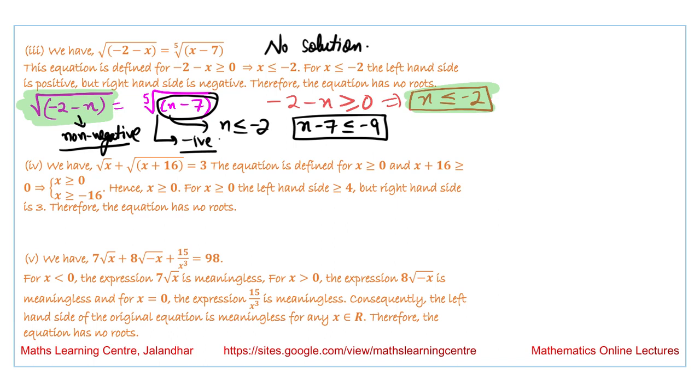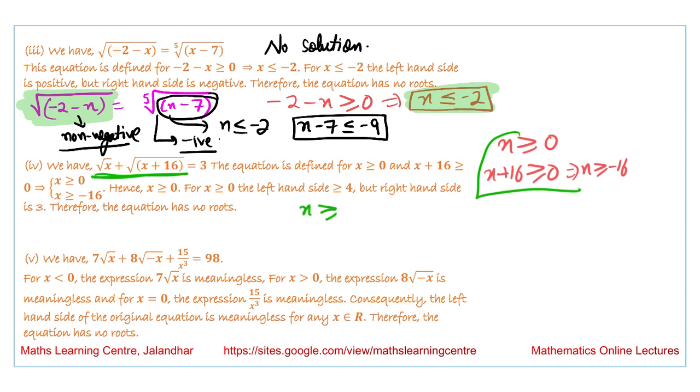Next we have √x + √(x + 16) = 3. This equation will be defined when x ≥ 0 and x + 16 ≥ 0. So this implies that x ≥ −16. The common values for these two conditions are such that the left hand side will have a solution when x ≥ 0.